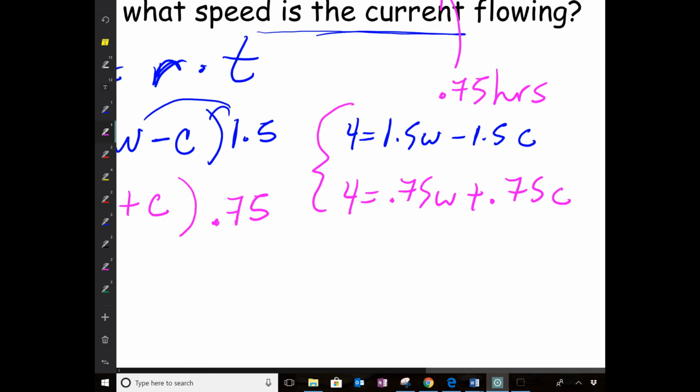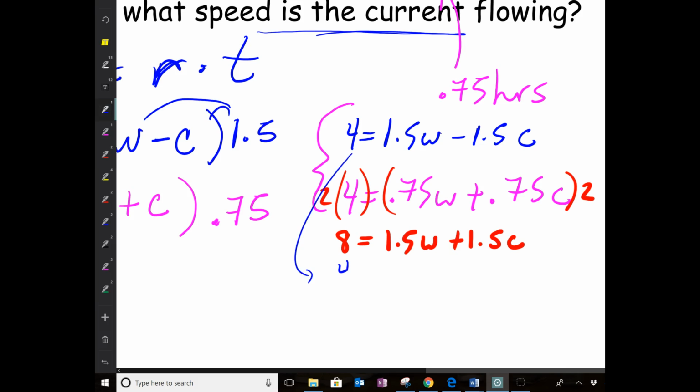If I was focusing on the variable C, what would I multiply the second equation by in order to eliminate C? Multiply by 2. Good. So if I multiply this equation here, the left side and the right side by 2, that would give me 8 is equal to 1.5W plus 1.5C. And then if I recopy that first equation down here so I can use it with the elimination, I have 4 is equal to 1.5W minus 1.5C.